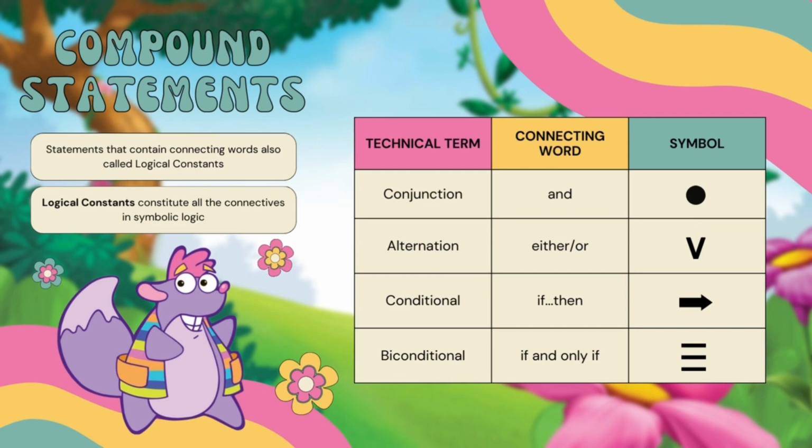For conjunction, it has the connecting word "and" and has a symbol like this, a dot. For alternation, it has the connecting word "either or" and has the symbol like a V. For conditional, it has the connecting word "if then" and has a symbol like this, an arrow. Lastly, for biconditional, the connecting word used is "if and only if," and has a symbol like this, a triple bar.